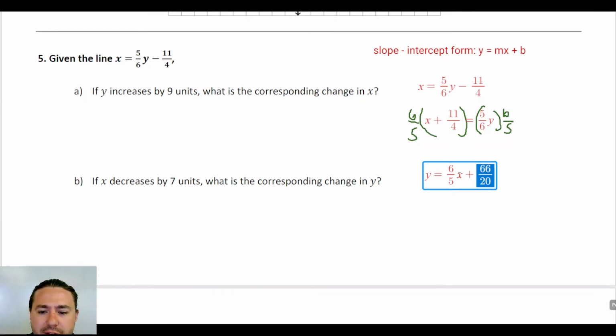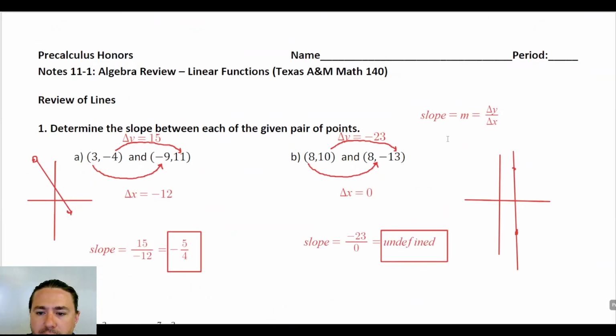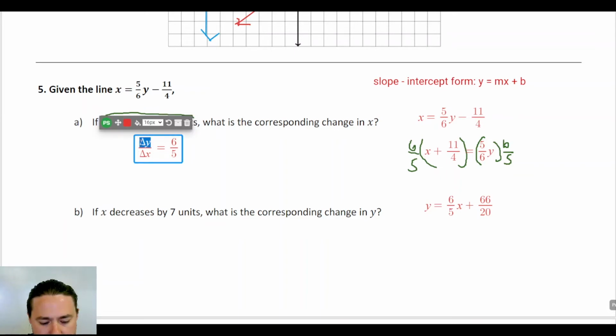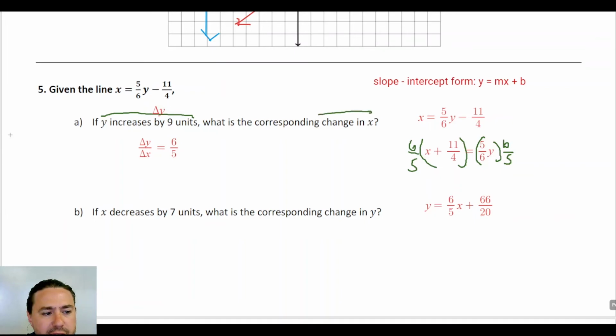So what we found here is the rate of change, that delta y over delta x, or change in y over change in x, which is 6/5. So I'm going to just grab this real quick. There we go. So our rate of change here is 6/5. Right, and this is saying if y changes by 9, what is the corresponding change in x? So basically what they're giving us is the delta y, the change in y, and they're asking us for the change in x. So the change in x, that's going to be our delta x.